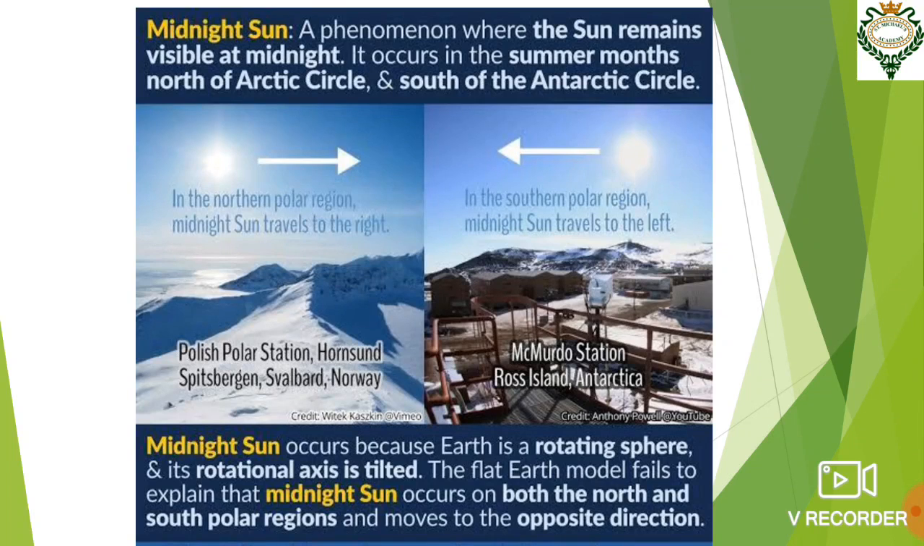During the summer months, sometimes the sun is visible at night in these zones, in both Arctic and Antarctic zones. This phenomenon is called midnight sun. So, a phenomenon where the sun remains visible at midnight is called midnight sun, and it occurs in the summer months both north of the Arctic Circle and south of the Antarctic Circle.